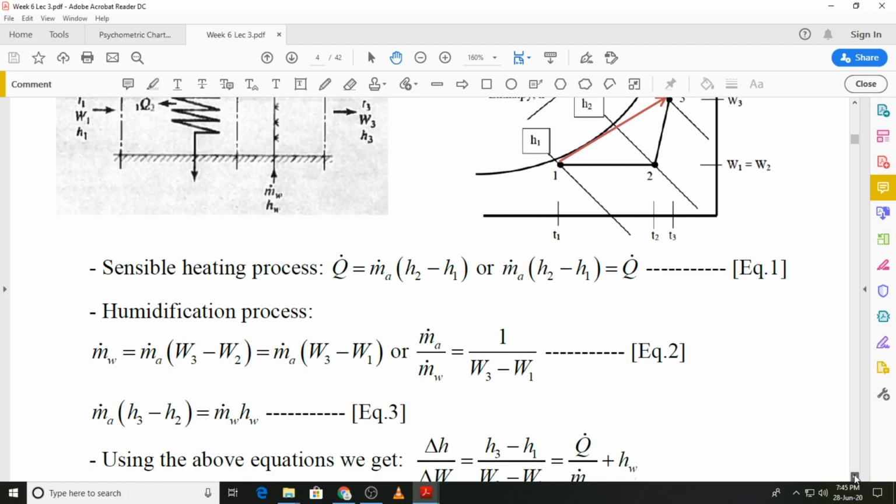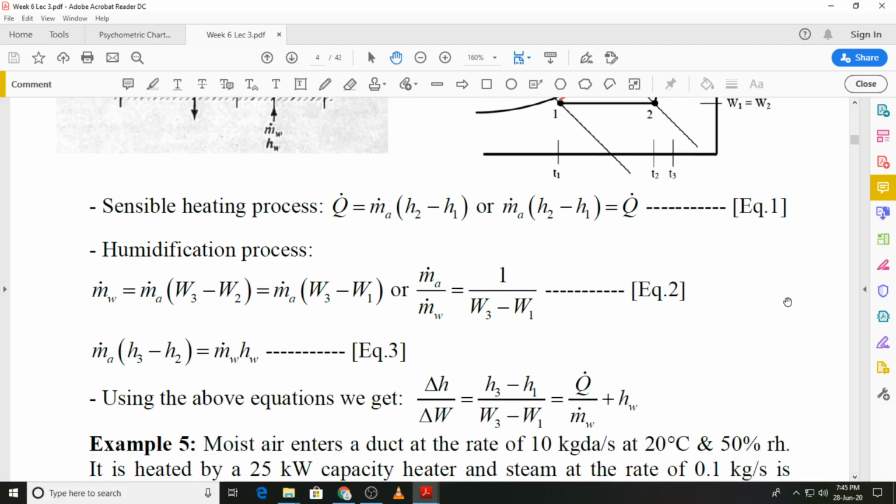1, 2, 3. So what you will do, you will add equations 1 and 3. When you add them together, on the left hand side, m dot a times h2 minus h1, to which you will add m dot a times h3 minus h2. So this term plus h2 minus h2 will cancel out. You will get m dot a times h3 minus h1, and on the right hand side you will get q dot plus m dot w hw.